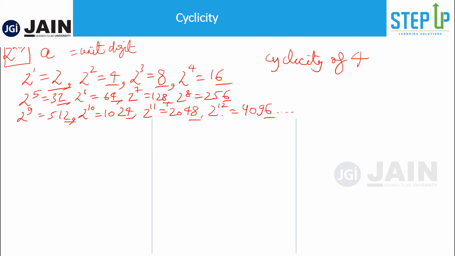We need not write up till 20. That means here also, if you notice what you'll do now, you will start 2 to the power 13, 14, 15, 16. That means 2 to the power 16 again would be what? Last digit would be 6.